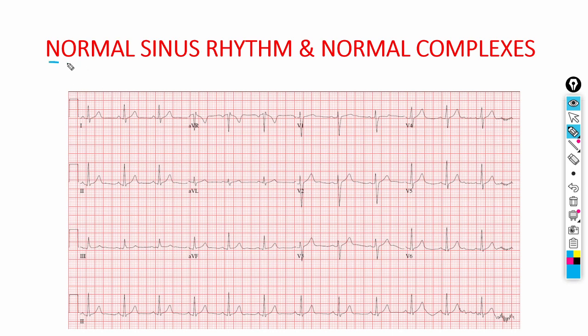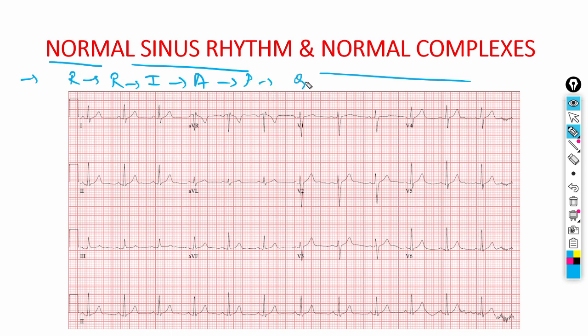Now let's have a look at the normal sinus rhythm and normal complexes in a systematic approach. First we will check the calibration, then rhythm, rate, various intervals, axis, P wave morphology, QRS morphology, then ST segment and T wave.